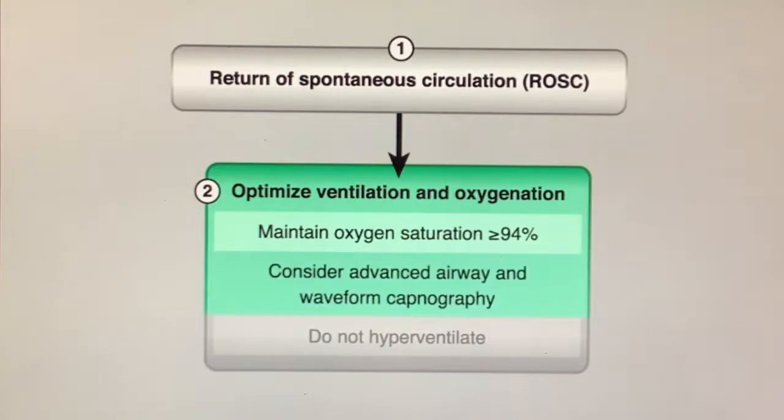An unconscious or unresponsive patient will require an advanced airway for mechanical supportive breathing if one is not already in place. Use continuous waveform capnography to confirm and monitor correct placement of the ET tube. Avoid ventilating the patient too quickly or with too much volume. Provide one ventilation every 5 to 6 seconds.